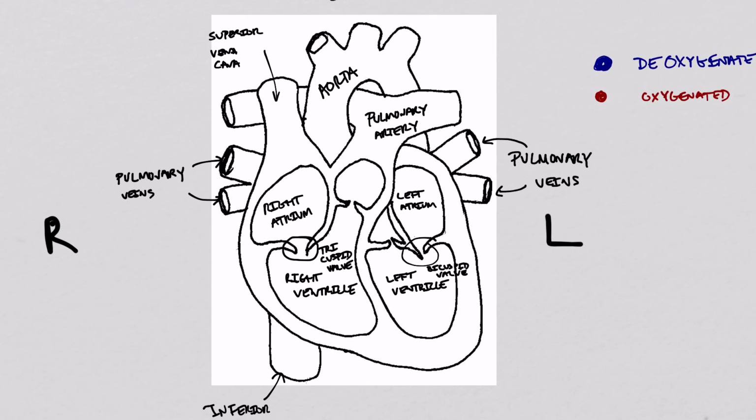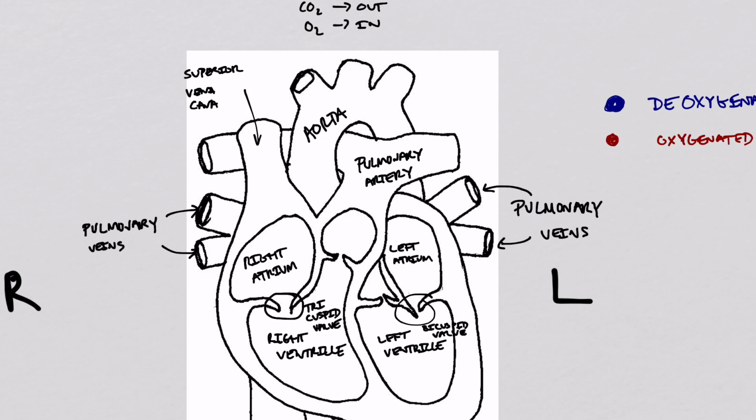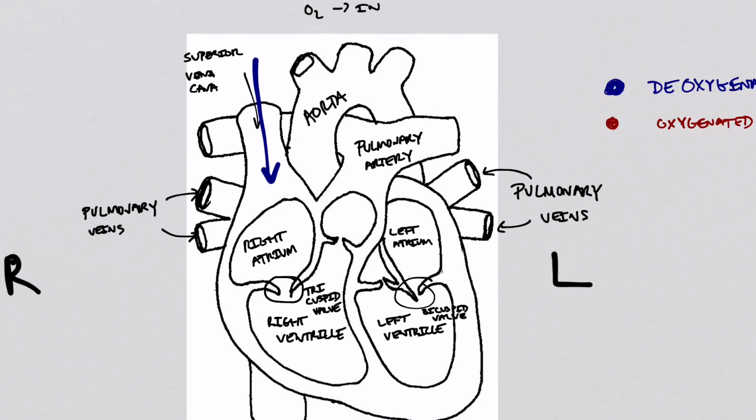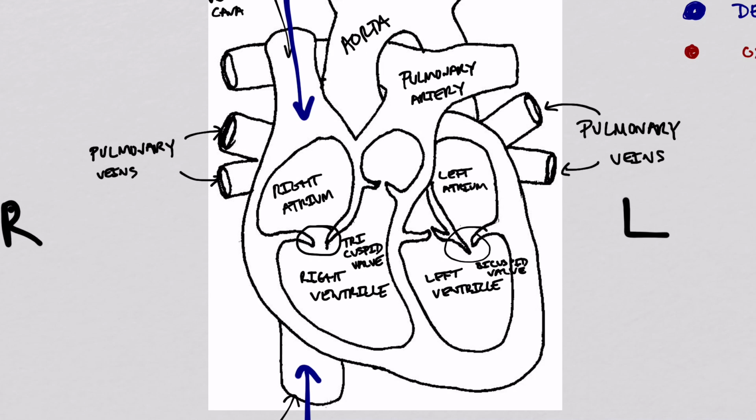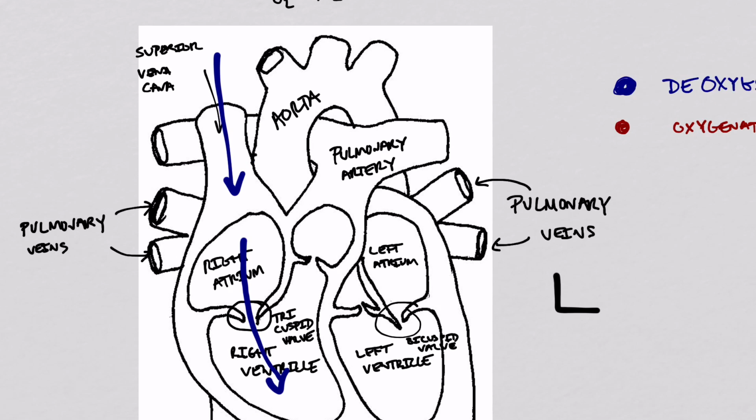Okay, so we start coming from both the superior and inferior vena cava. They are bringing deoxygenated blood from the rest of the body. They collect all the blood that's coming from the body, and they dump it into this right atrium here. And from the right atrium, the blood is going to flow into the right ventricle, and then out of the right ventricle, out of the pulmonary arteries, out to the lungs.